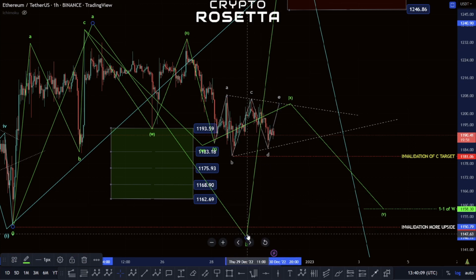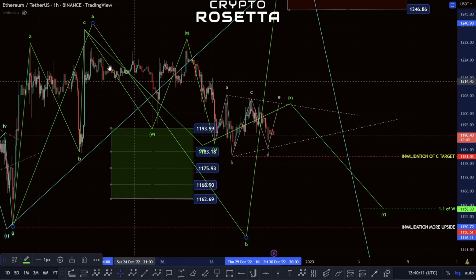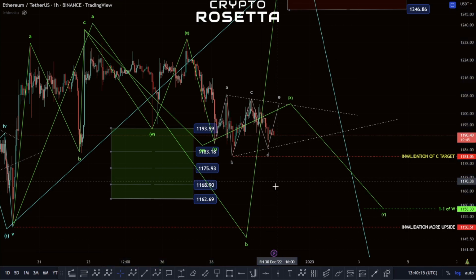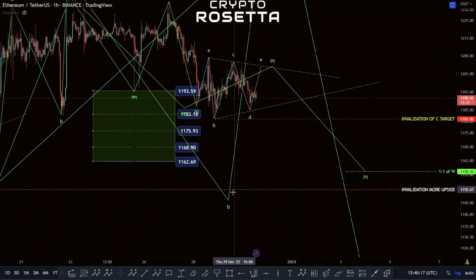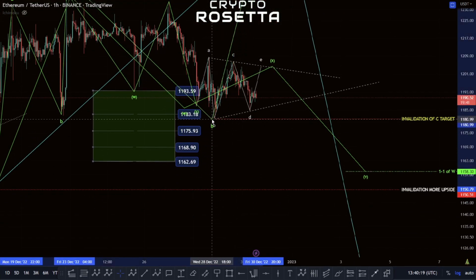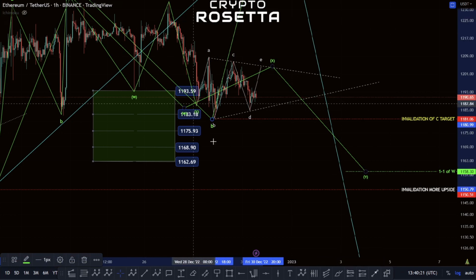This would be an irregular flat correction if it does play out like this, where we have this as a 3, this is a 3, and then basically looking for that 5-wave move to the upside. So we just need to bear in mind that even if we do break down, unless the structure is correct for a 5-wave move, which currently is not looking great for, that it is still possible.